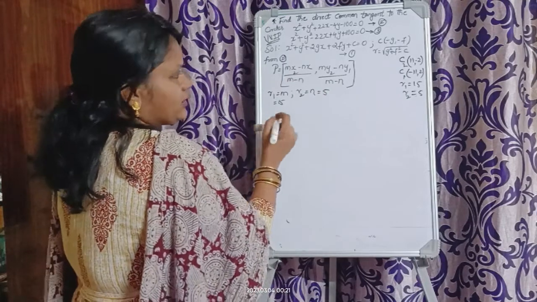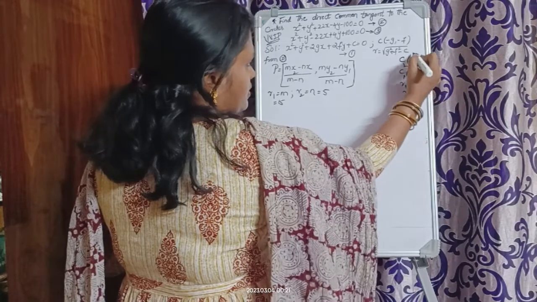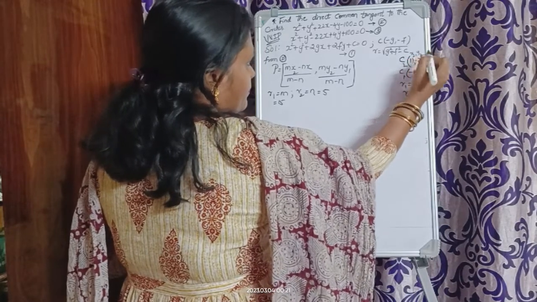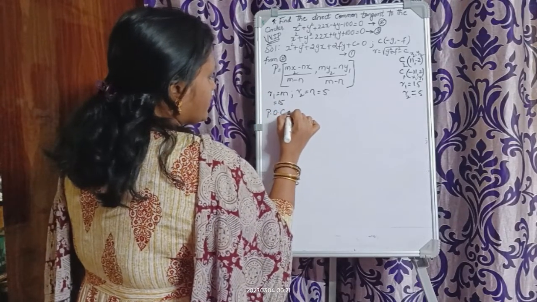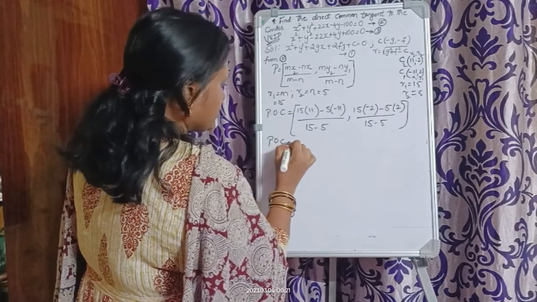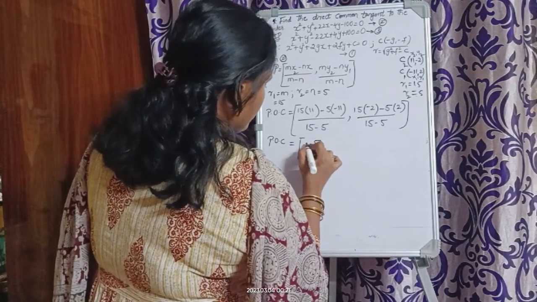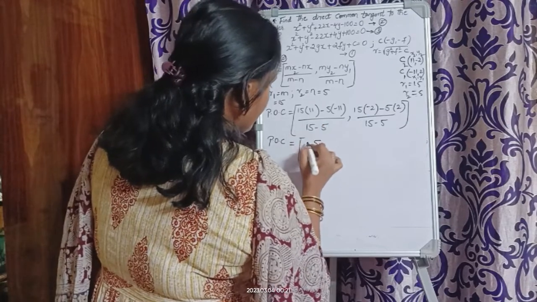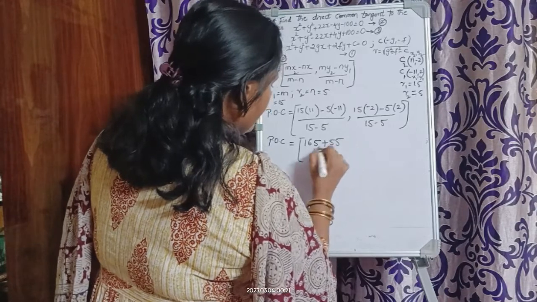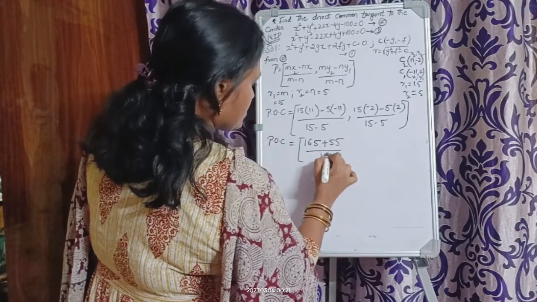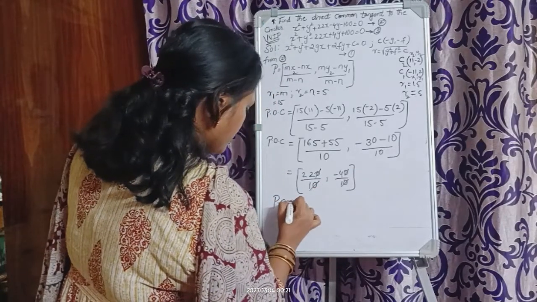Substituting these values, and again this is x1 y1 and this is x2 y2, right? Substituting those values here, point of contact is 55 minus 11 plus 5, 60, and so on, divided by 10. In other words, this is the point of contact.